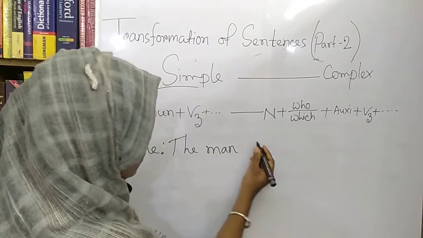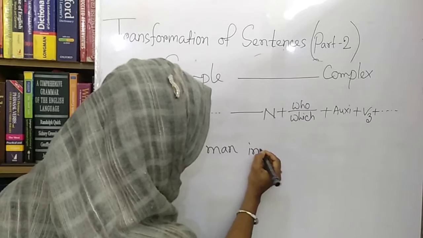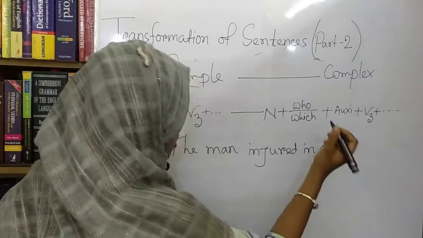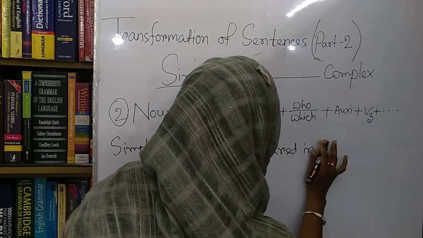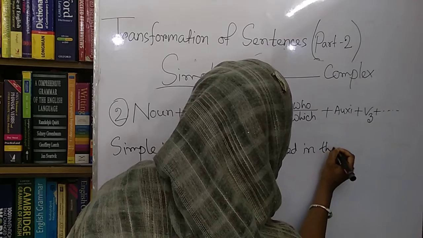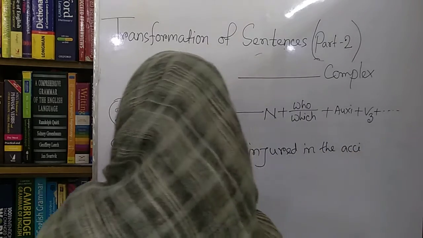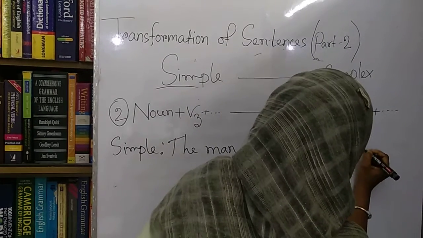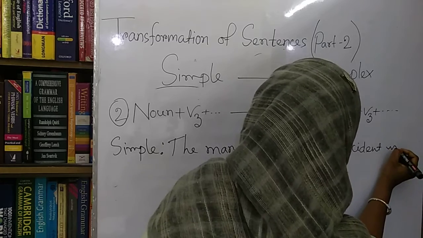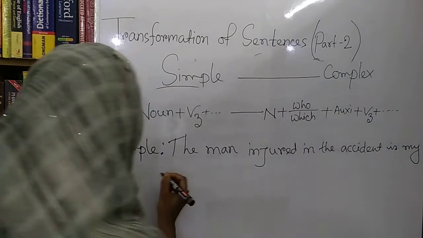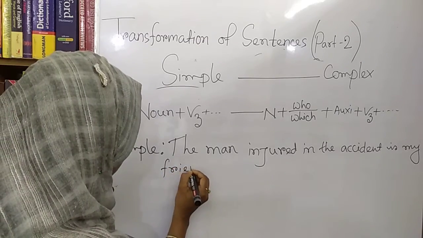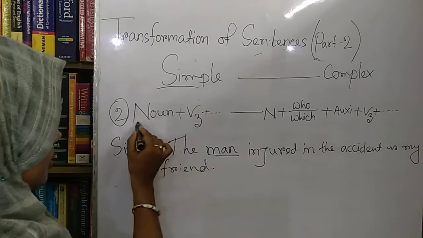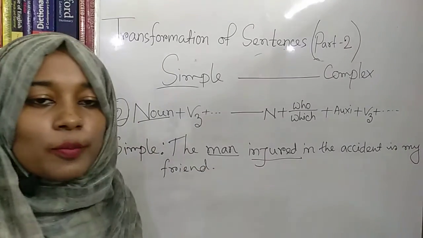The man injured in the accident is my friend. Here, man is the noun and injured is the past participle.